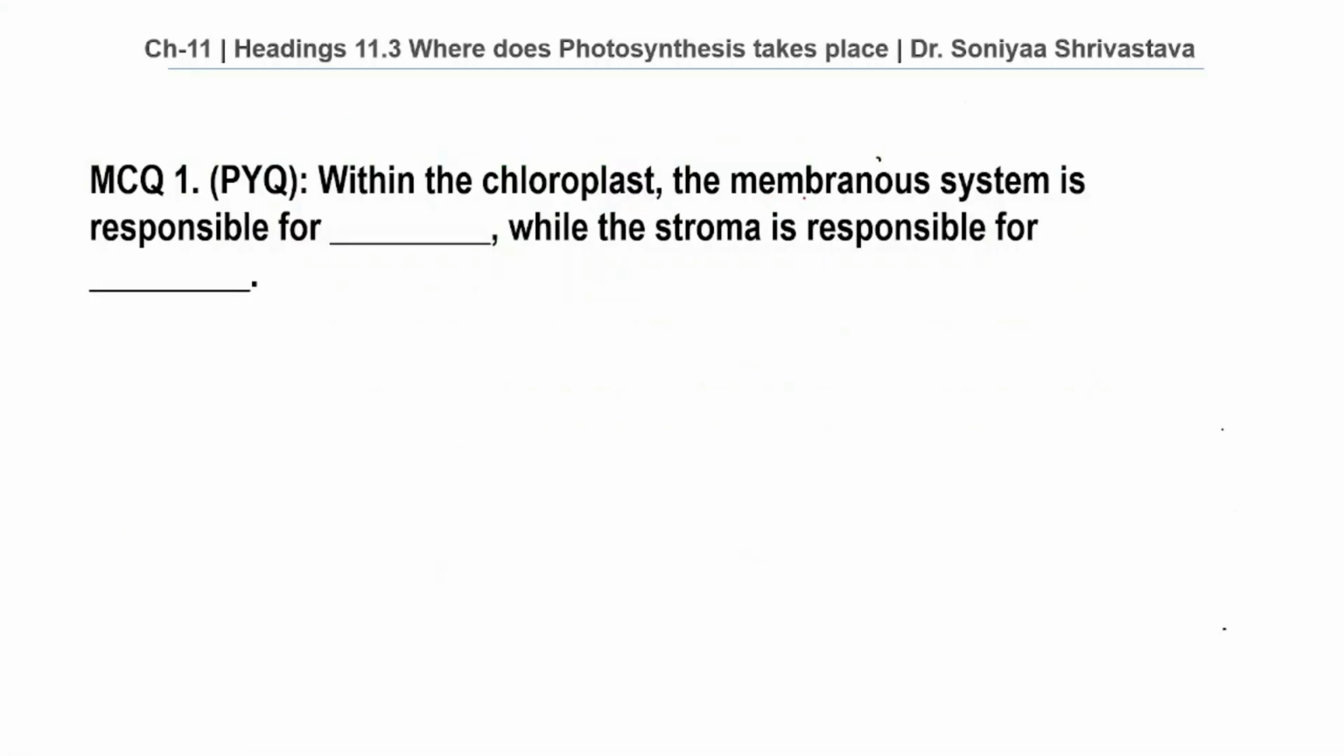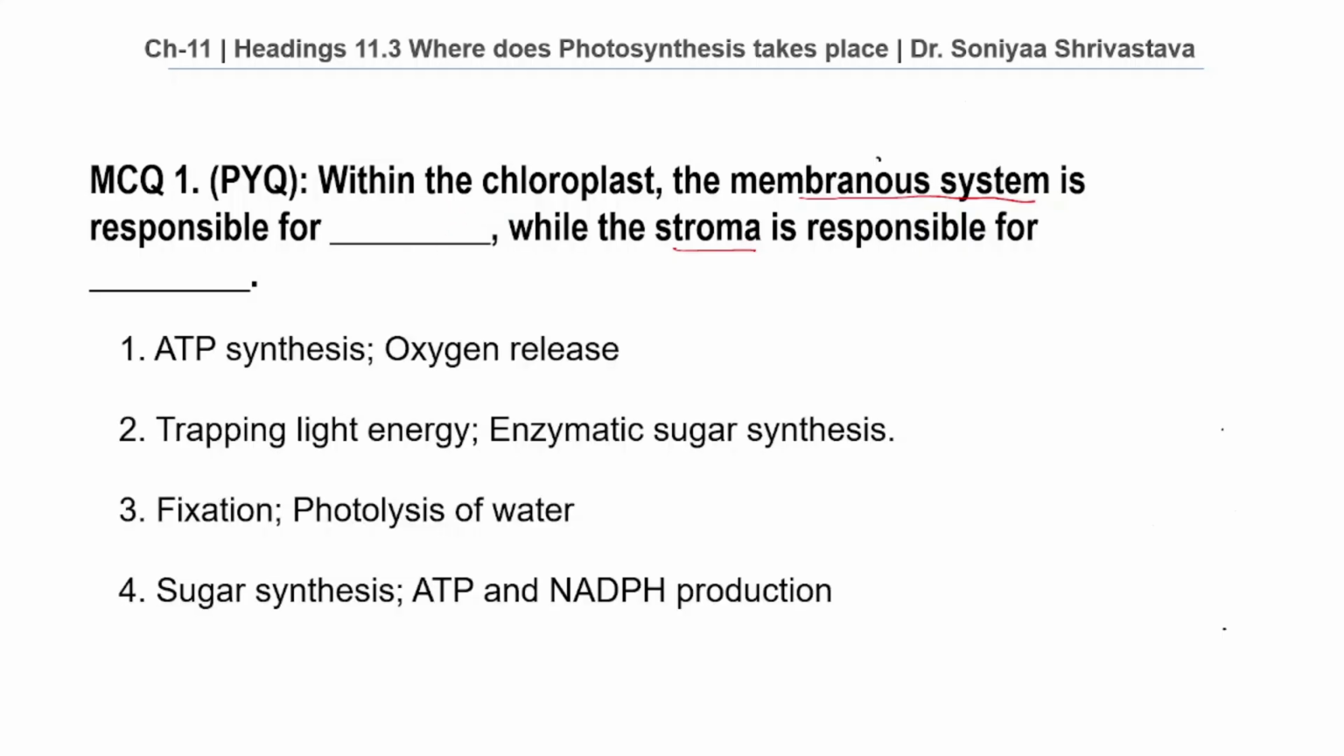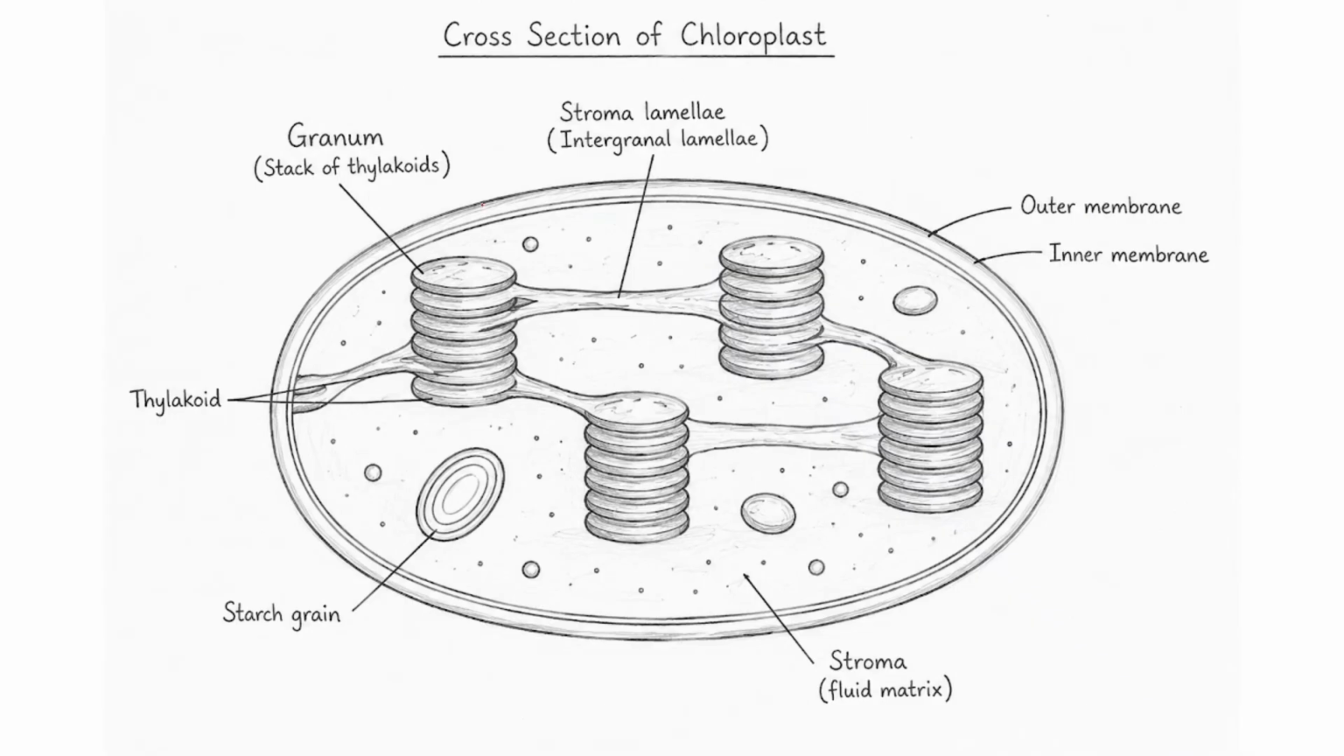Within the chloroplast, the membranous system is responsible for dash while the stroma is responsible for dash. Students, before we look at the options, first see the structure of chloroplast. This is the cross section of chloroplast. Chloroplast is present in the mesophyll of the leaf where photosynthesis takes place. Chloroplast has two important regions. First is membranous structure and the second one is fluid.